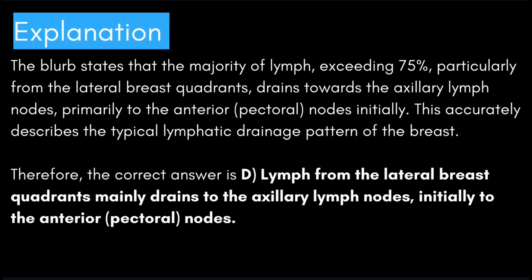But the blurb states that the majority of lymph, exceeding 75%, particularly from the lateral breast quadrants, drains towards the axillary lymph node, primarily to the anterior pectoral nodes initially. This accurately describes the typical lymphatic drainage pattern of the breast. Therefore, the correct answer is D. Lymph from the lateral breast quadrants mainly drains to the axillary lymph nodes, initially to the anterior pectoral nodes. Let's go ahead and see why the other answer choices are incorrect.